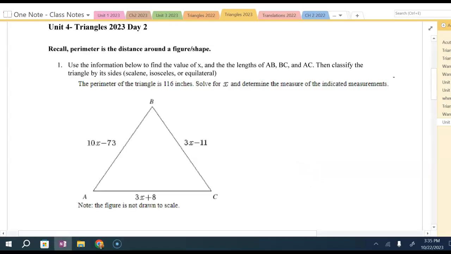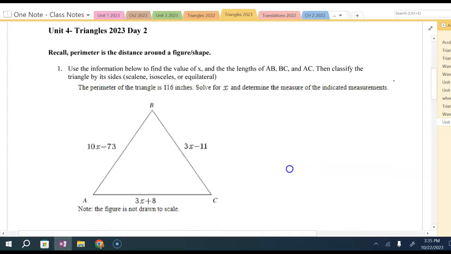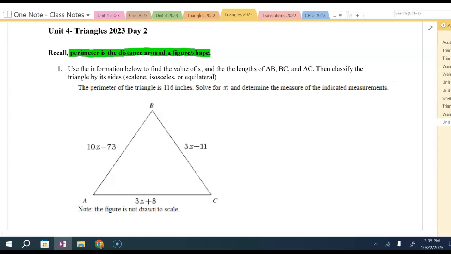Hello geometry students. Today's learning target is to talk about triangles, in particular the perimeter of a triangle, and solve for x, and then classify the triangle based on its sides. So recall perimeter is the distance around a shape.